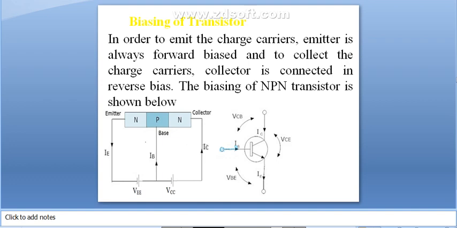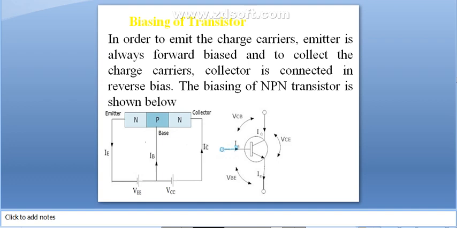Due to the forward bias on the emitter base junction, the emitter current flows through the base into the collector. Here the collector base junction is reverse biased, yet almost the entire emitter current flows through the collector circuit.